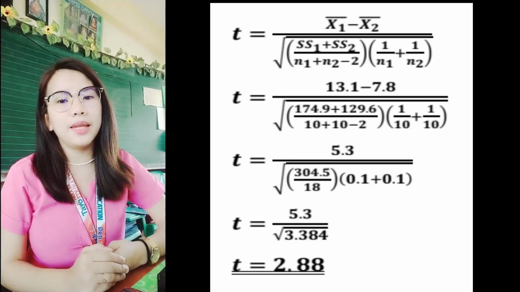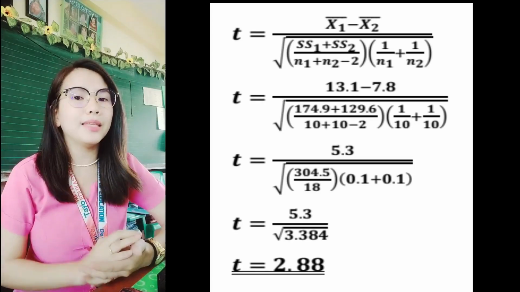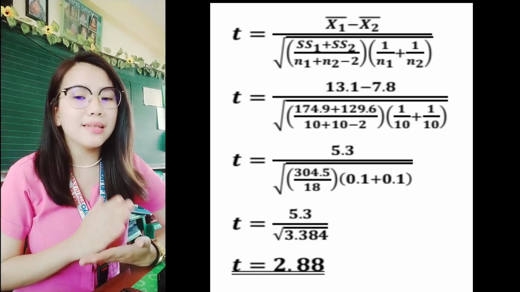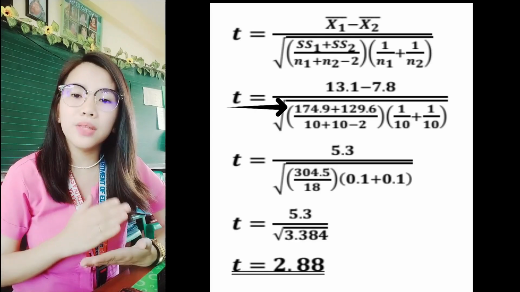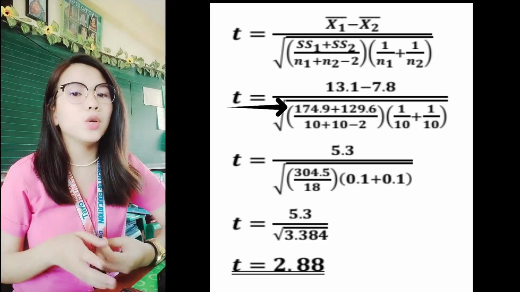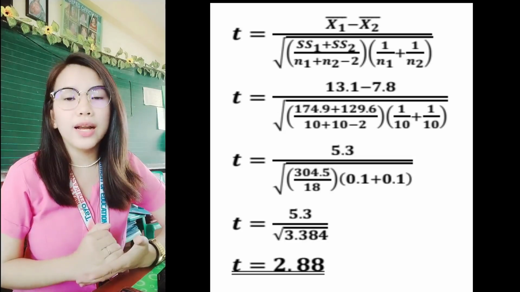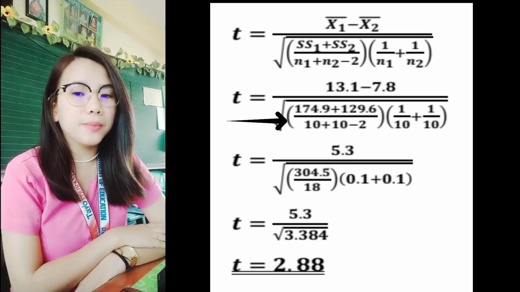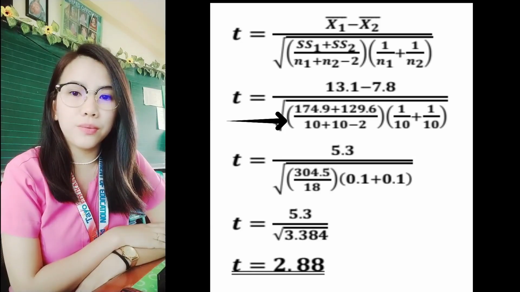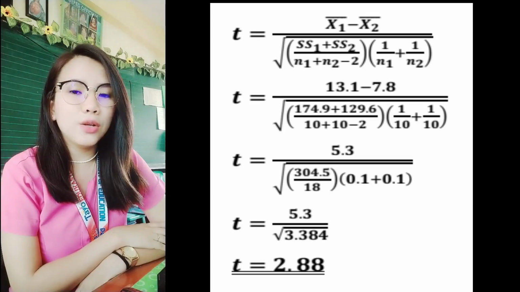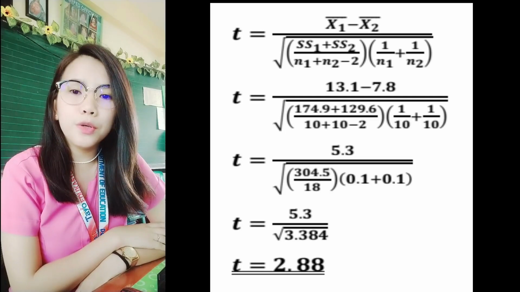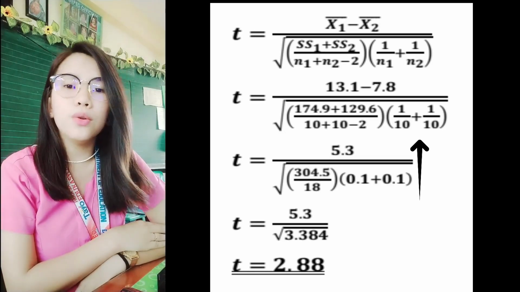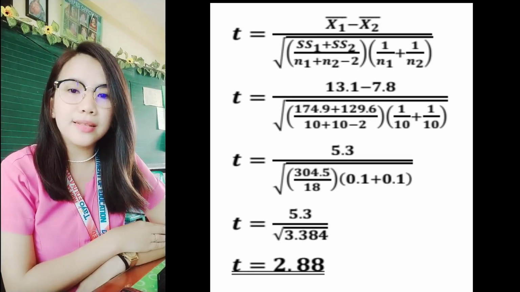Sa atin namang denominator, unang parentheses sa loob ng ating square root is our SS sub 1 added to our SS sub 2. So we only copy 174.9 plus yung ating 129.6 all over ang ating degree of freedom, which can be obtained by adding the 2n or the sample size tapos i-minus mo ng 2. For the second parenthesis sa loob na to, you only have to put the n sub 1 and n sub 2 on the denominator. So 1 all over n sub 1 plus 1 all over n sub 2.